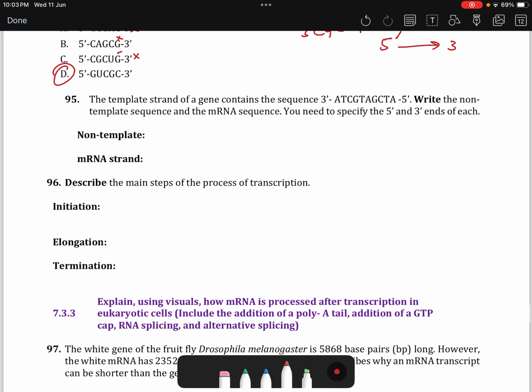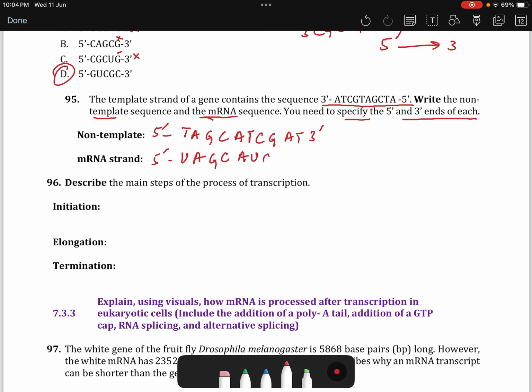The template strand of a gene contains the sequence 3', this one. Write the non-template strand of the sequence and the mRNA sequence. You need to specify the 5' to 3'. Okay, so let us write the non-template strand for this one. So first of all 5' and then A, so it is T. If it is T, then it is A, G, C, A. Moving further, then it is T, C, G, A, T, and 3'. Now we will do RNA. So 5', it's T, so there will be no T, it will be U, A, G. So it will be C, A, U, C, okay, C, G, A, U, 3'. Okay, so this is how it works.